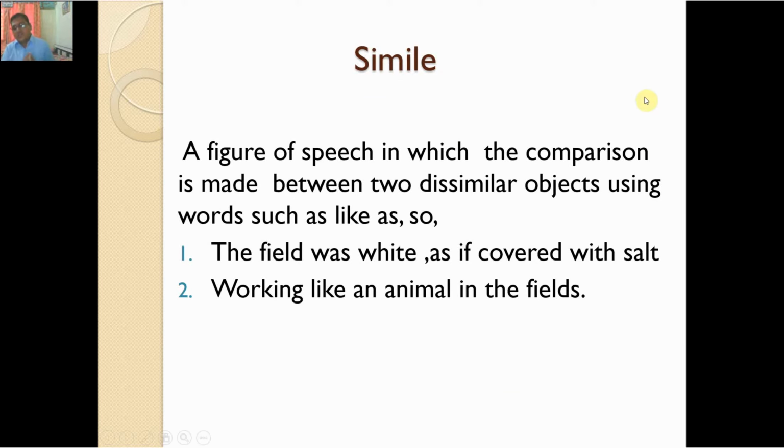The third literary device is simile. Simile is a figure of speech in which a comparison is made between two different, dissimilar objects using words such as like or as. Examples are: the field was white as if covered with salt. Another example: working like an animal in the fields.